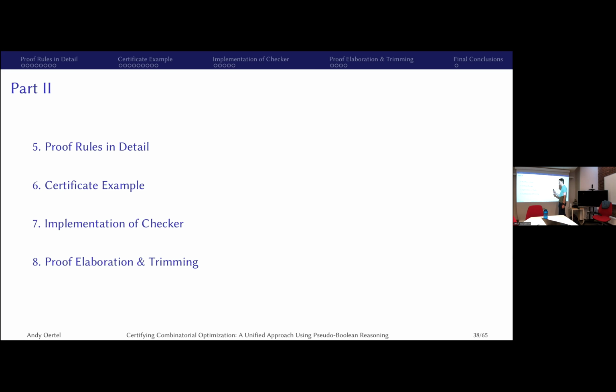So the checker maintains what we call the configuration: the core set, the right set that I told you about. Then we have to maintain the current objective. And then there's this border, which I will talk about in a few slides.